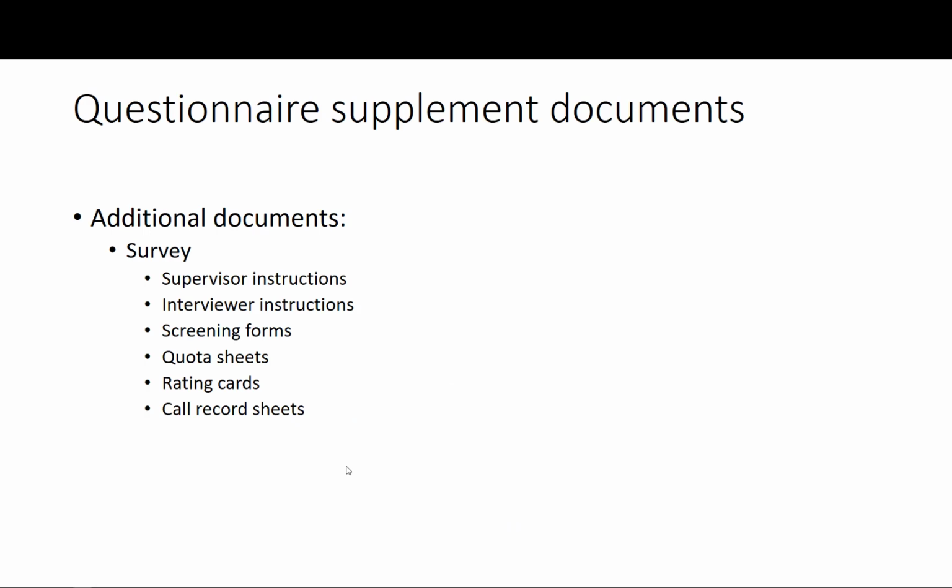So, other questionnaire supplement documents, these ones relate much more towards survey kind of research, and your textbook covers them in a lot more detail than I'm going to refer to them. So, in doing a survey, you might need supervisor instructions. This is the person in charge of doing the data collection or overseeing a team of people doing the data collection. So who is going to do what, in what order should it be done, and what kind of validity or error checking is required by the supervisor over their team of data collectors.